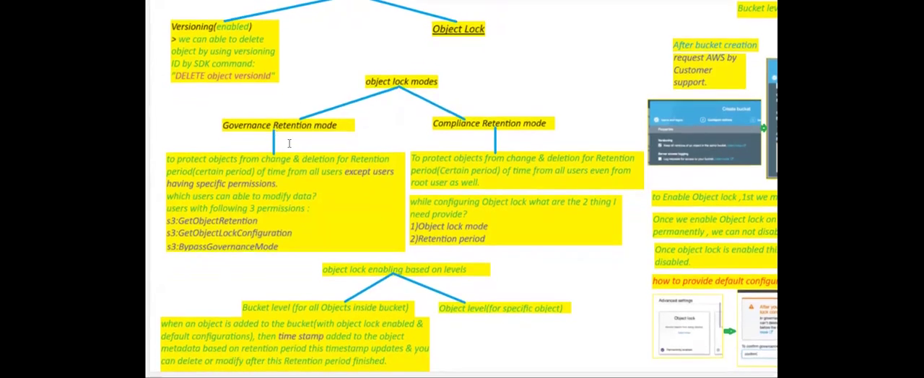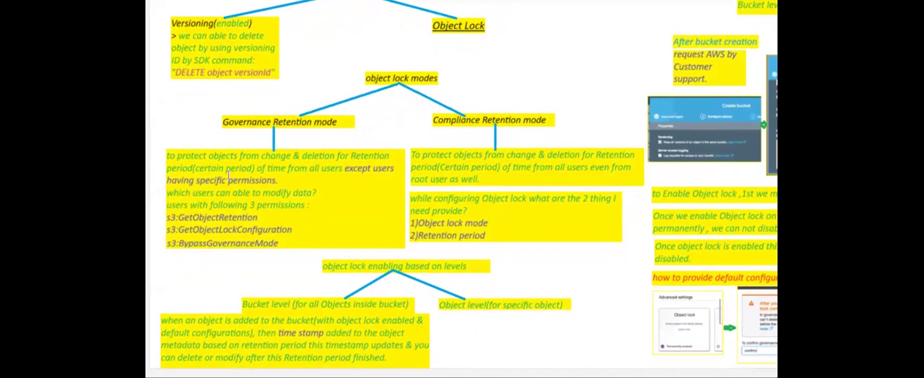So if you want to provide some governance over your object or bucket for particular users, then you can move for governance mode. So what are the permissions that a user must need to govern your bucket or objects? S3 get object retention, S3 get object lock configuration, and bypass governance mode. So those who have these permissions can modify or delete your object which is present in your bucket, where that bucket is created under the governance retention mode default configurations.